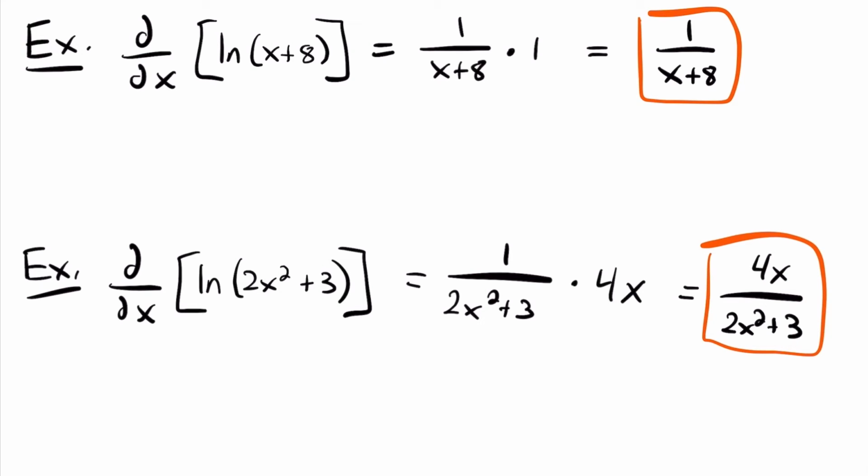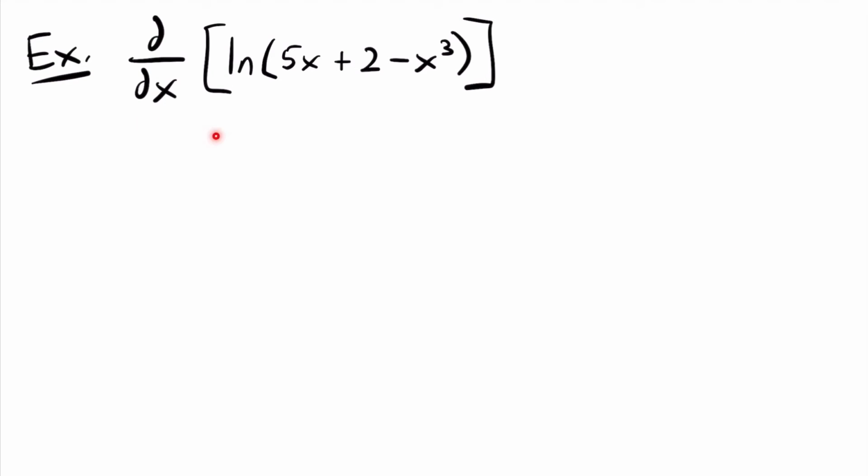Okay, let's look at another example. All right, next we have the derivative of the natural log of 5x plus 2 minus x cubed. And so this isn't going to be too different from our previous examples. We're going to start by saying that this is equal to 1 divided by this inside function. So we'll have 5x plus 2 minus x cubed. And then we're going to multiply by the derivative of this inside function.